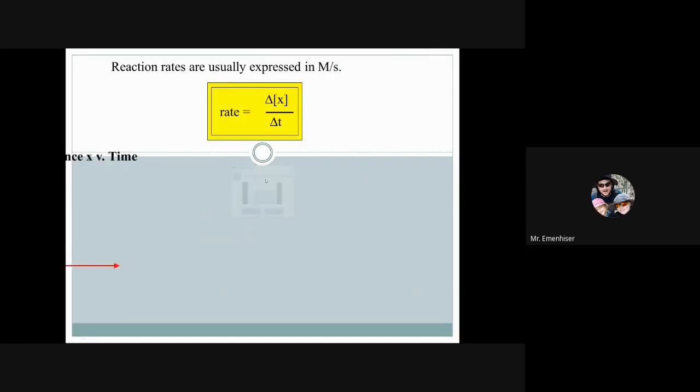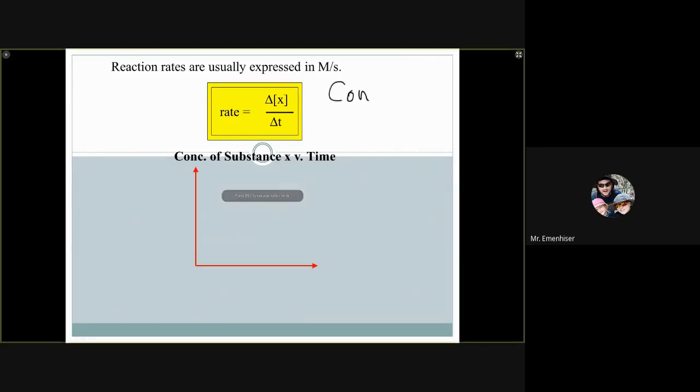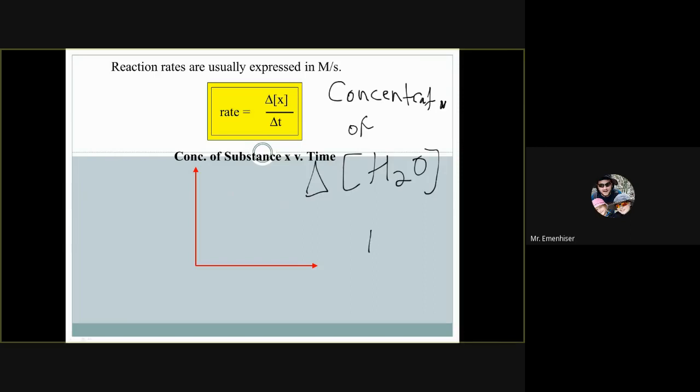So change in X. And remember when we write concentration, let's say if I wanted to say concentration of water, I would put brackets like that. And so it's the change in the concentration. Okay, so if I had hydrochloric acid, the change in the concentration of hydrochloric acid would look like this. Change and then brackets. Brackets means concentration of, which means molarity, which is moles per liter.